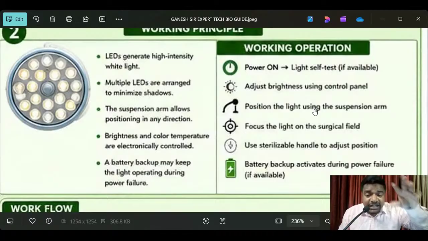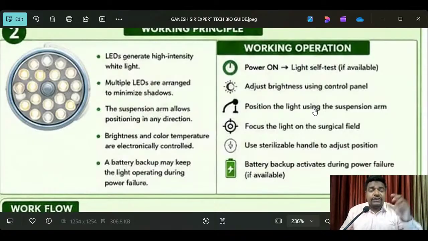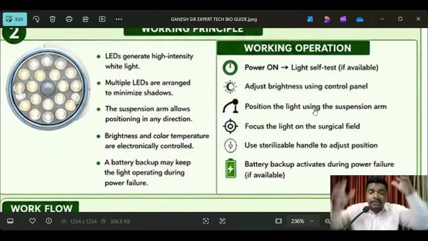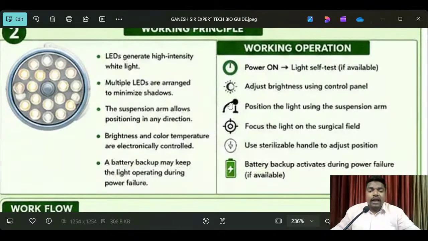Before any surgery cases come to the operation theater, the OT technician has to take care of everything: the OT table, anesthesia, whatever equipment is required. First of all, they will keep the OT light in proper position. They will coordinate with the doctor and, depending on the surgery, keep the positions of the domes. Okay, right? Come on. And working principle.